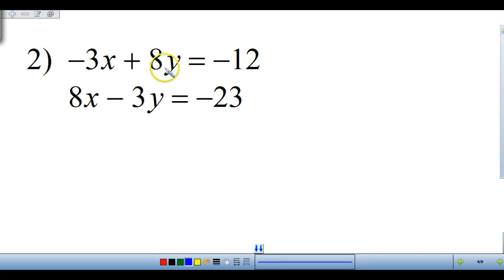If I choose this one, 8 is going to eventually have to divide into that 3. That's not going to work. It's also not going to divide into 12. So I'm not going to pick that one. 3 isn't going to go into 23 or 8.